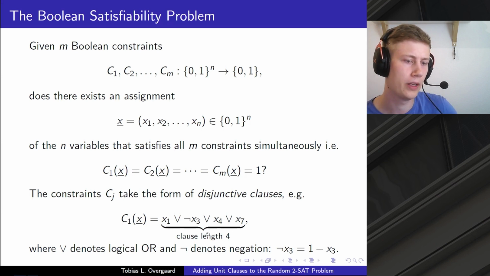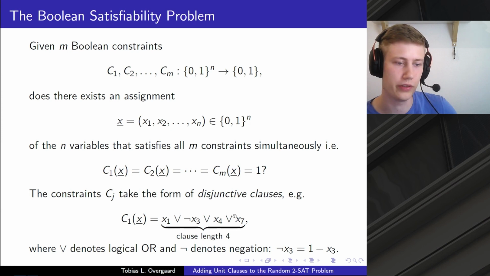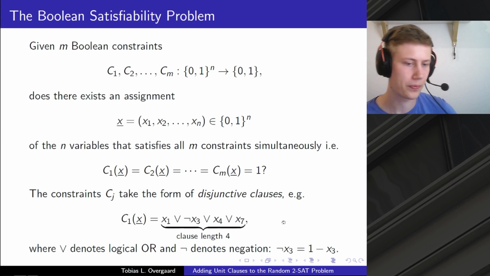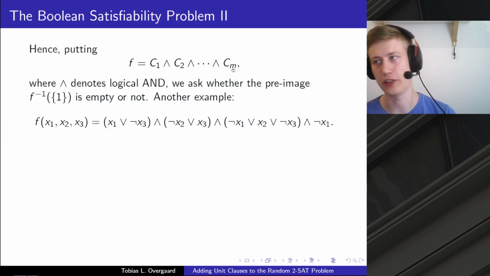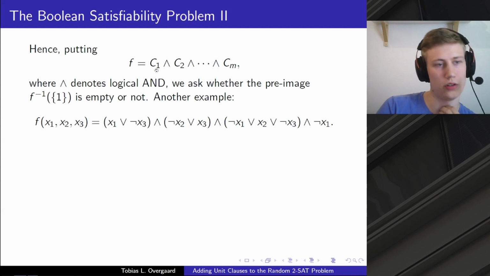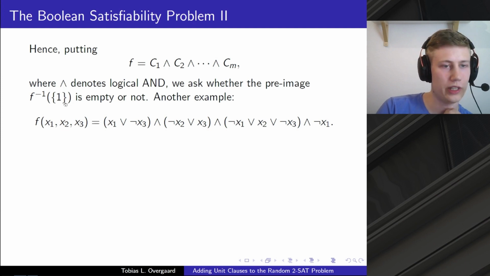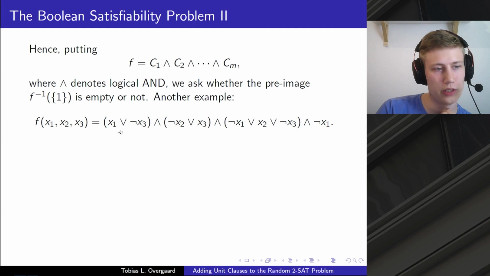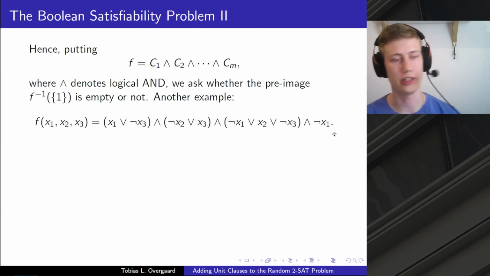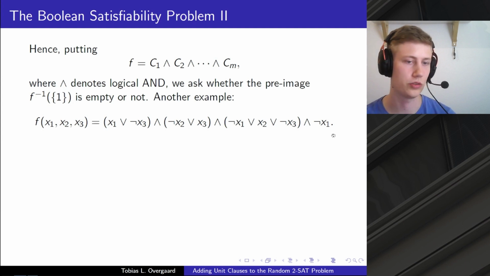So this is an old problem. I will from now on use this notion of length of a clause, which just means the number of variables that the disjunction is taken over. Of course, if we want to have all the constraints satisfied at once, that's the same as saying that the conjunction should be satisfied. So if I take the logical AND of all the constraints, I need to have this function f evaluate to 1. So I ask whether the pre-image here is empty or not. And I give another example. It could be that there are 3 variables, and we have these 4 clauses. The first 2 here have length 2, length 3, and then the last one is a length 1 clause. It's called a unit clause if it's only length 1.